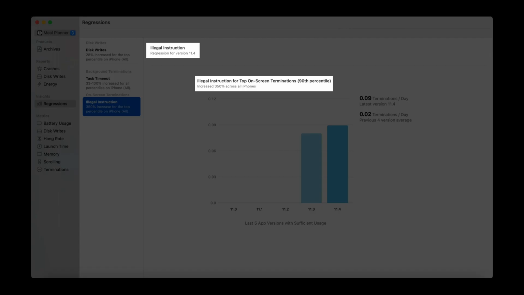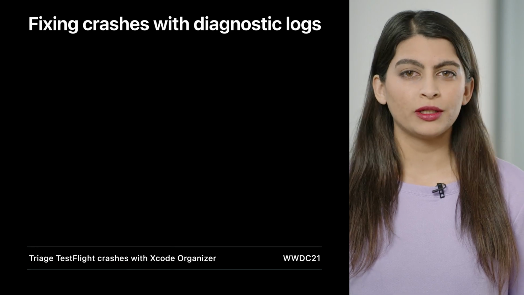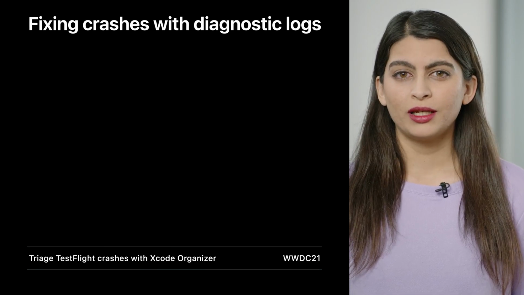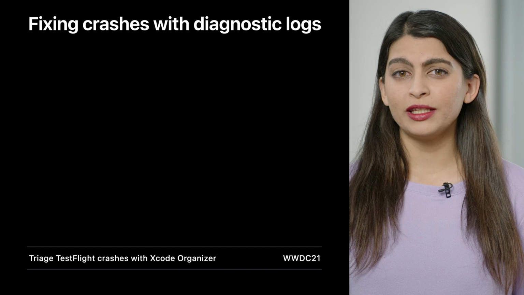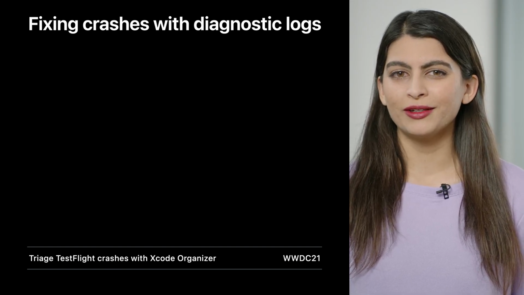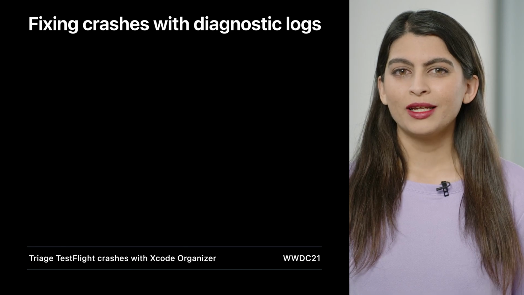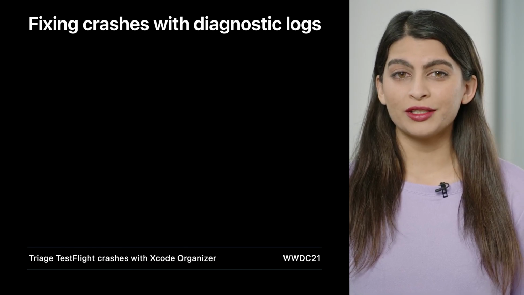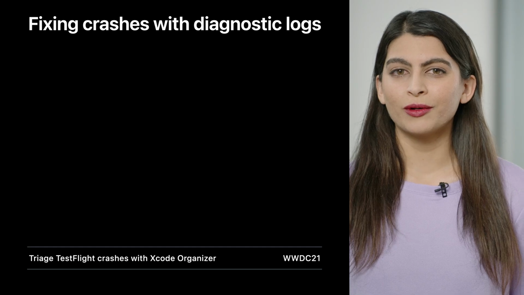The average and latest number of illegal instruction exits are to the right of the chart. In this case, my app has started crashing every 10 days in the latest version. On-screen terminations are very disruptive because users will have to go back to the home screen and relaunch the app frequently. I'll want to remove references to the invalid function pointer causing these crashes and can dig in further by taking a look at my crash diagnostics. Check out the Triage Test Flight Crashes with Xcode video to learn more about crash diagnostics.